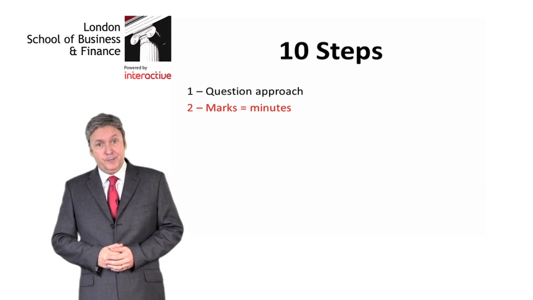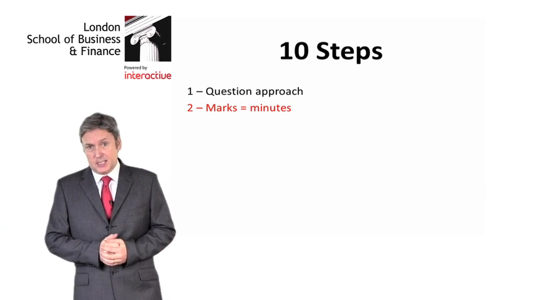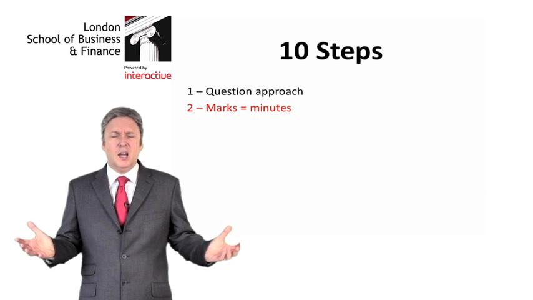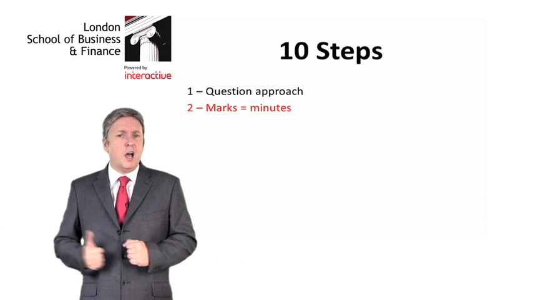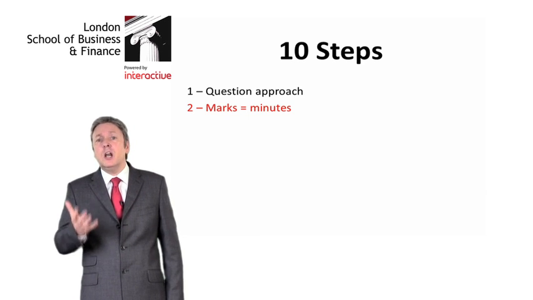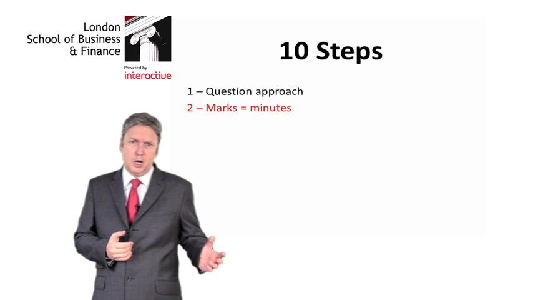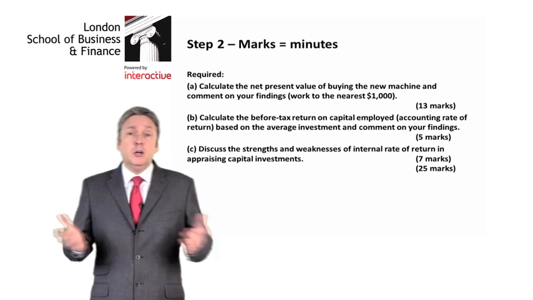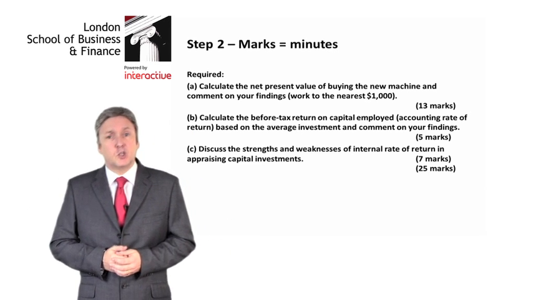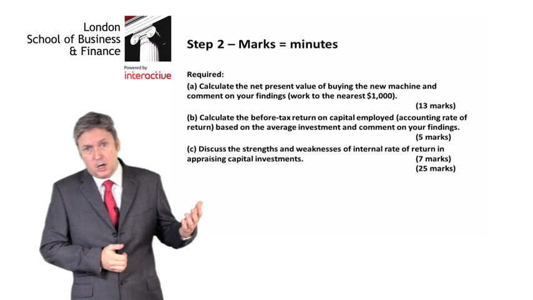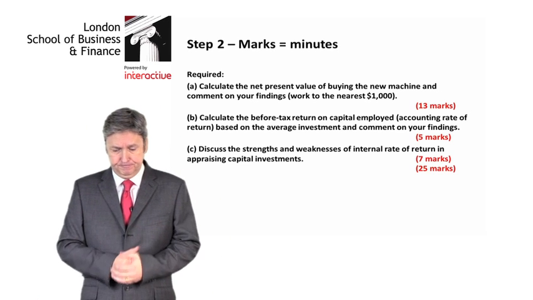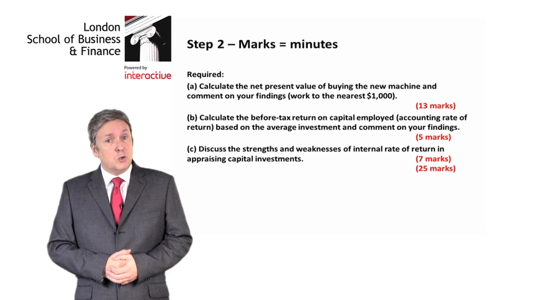What I want to look at now is this. Our focus in the exam must be on scoring marks. But from my perspective, what I say is marks equals minutes, i.e. if marks is what we're trying to achieve, we are going to make sure that we ration the time, the minutes, in relation to the marks. So if we look at our requirements, there are 3 elements here because it's a 25-mark question. We have a 13-mark requirement, a 5-mark requirement, and a 7-mark requirement. That's all I really care about.